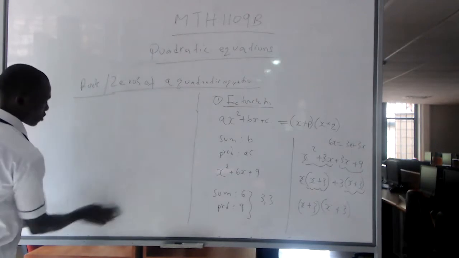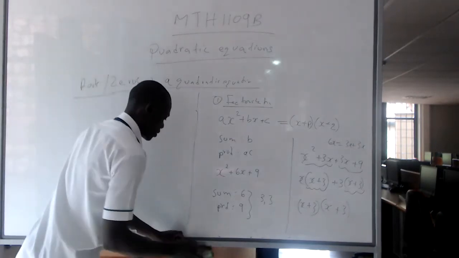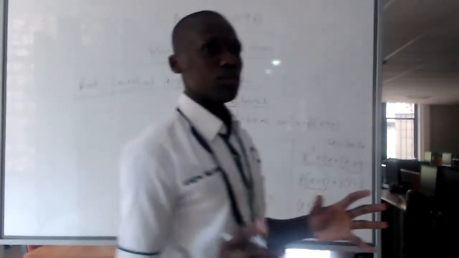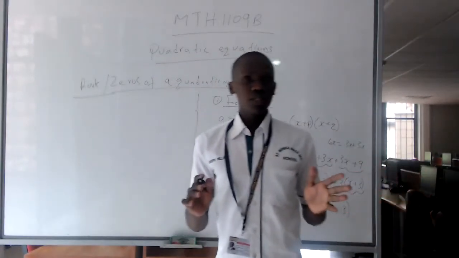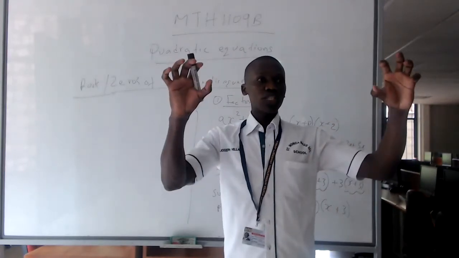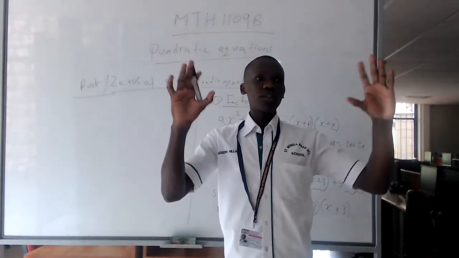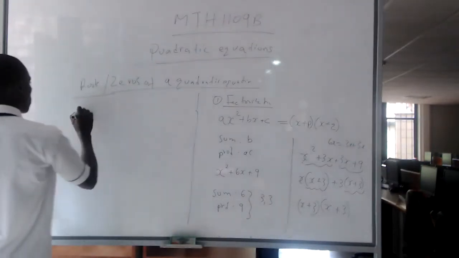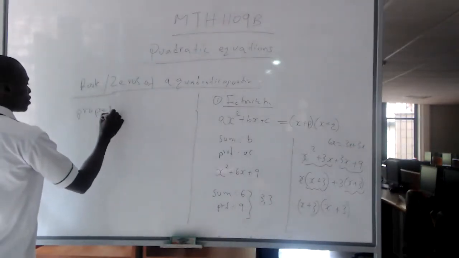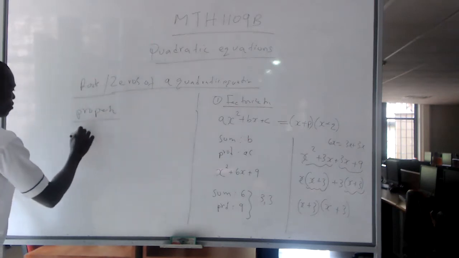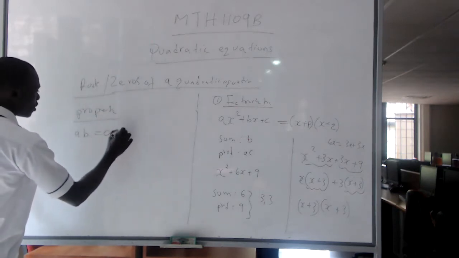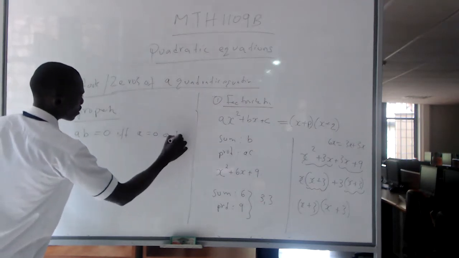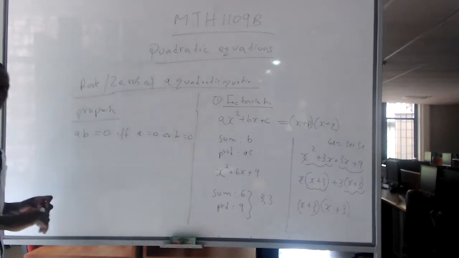We're going to use properties of real numbers, or the so-called integral domain. An integral domain is simply a set of numbers for which the product of any two numbers is zero if and only if one of those numbers is zero. So the property we will use is that AB is zero if and only if A is zero or B is zero.